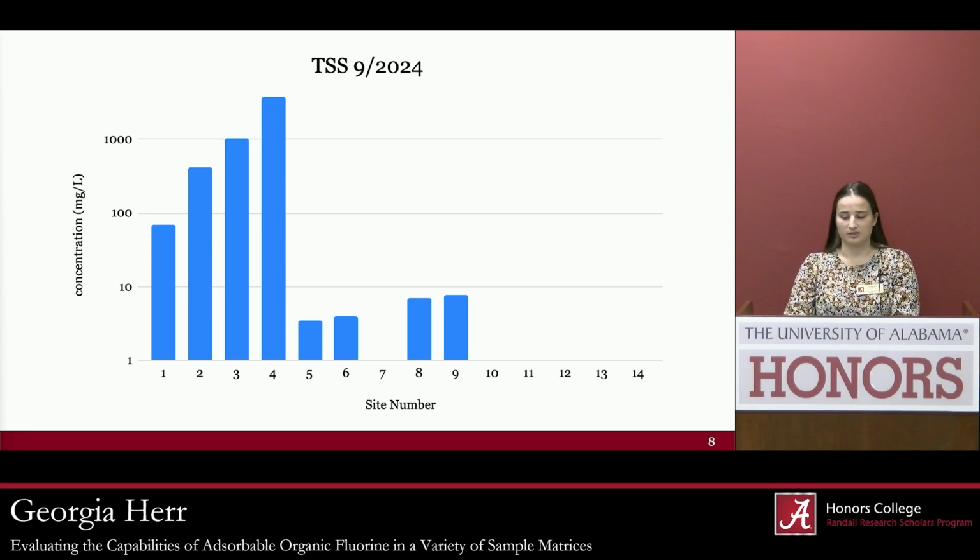Similarly, the TSS results from that same time show that there are very low levels of TSS by the time the water reaches those later sites, which also shows that the TSS removal is effective in these treatment processes. So both of these results are good because they show that this plant is functioning properly in removing these three major contaminant metrics.